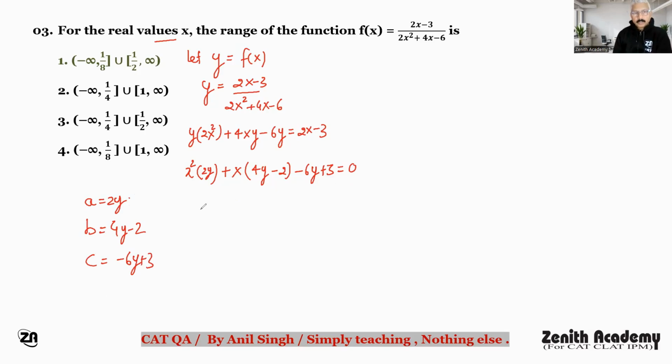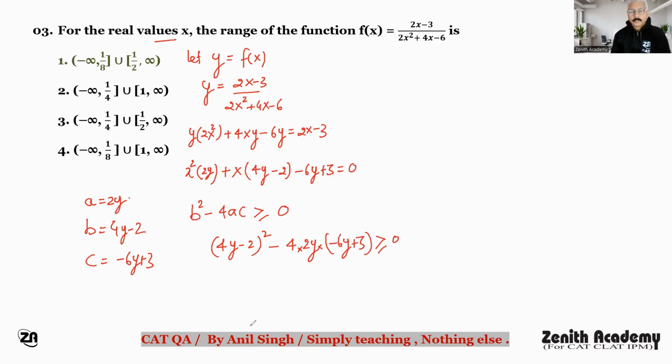For the real value of x, the discriminant must be greater than or equal to 0. That means b square minus 4ac is greater than or equal to 0. So b is 4y minus 2, whole square, minus 4. A is 2y. C is minus 6y plus 3, and this must be greater than or equal to 0. So we can take common 2.